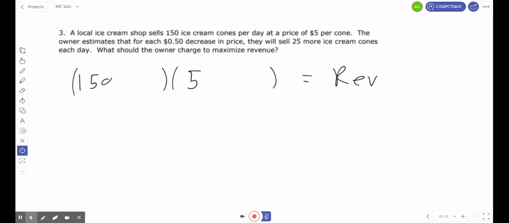The owner estimates that for each 50 cents decrease, so our $5, remember this is our price, for each 50-cent decrease, so for each time we take away 0.5, we'll put an X there so we can do it lots of times, they will sell 25 more, so this goes plus 25X. What should the owner charge to maximize revenue? In order to do this, we need to find the vertex, and so we need to put it into standard form.